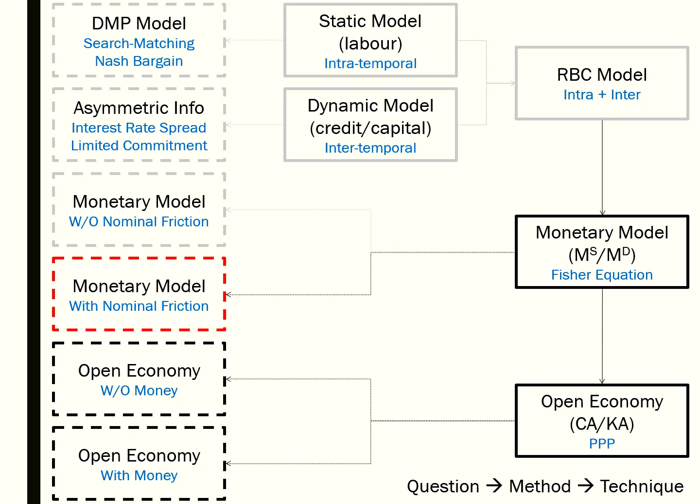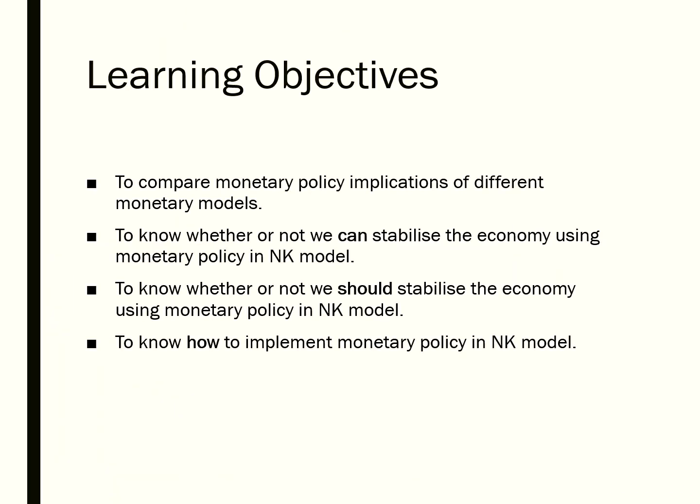This is the final lecture on monetary models with nominal friction, or new Keynesian models. To begin with, we will compare monetary policy implications of different monetary models such as the RBC model, Friedman-Lucas model, and the new Keynesian model. And then we will focus on the new Keynesian model per se. We will ask three policy-related questions.